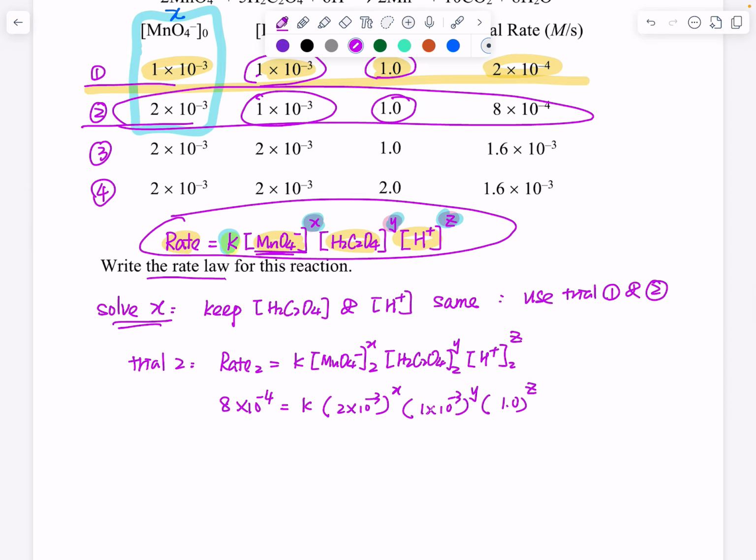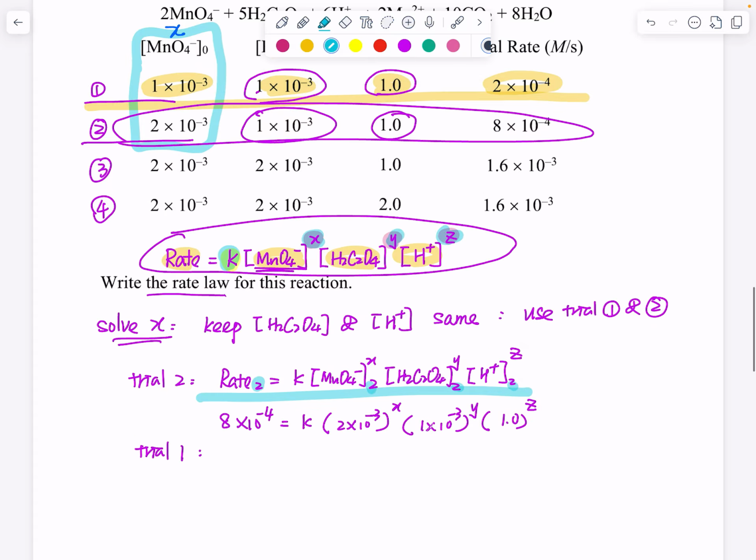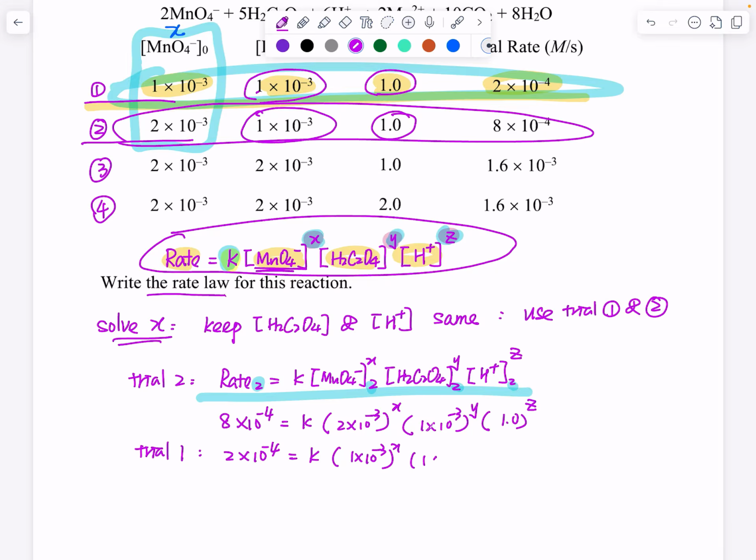I can do something very similar based on trial 1. Instead of rewriting the whole expression, I'll just plug in the info from the first trial. That will be 2 times 10 to the negative 4 equals K multiplied by 1 times 10 to the negative 3 raised to X, multiplied by 1 times 10 to the negative 3 raised to Y, multiplied by the third concentration raised to the power of Z.